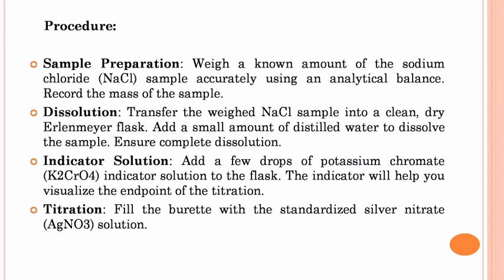Third, indicator solution. Add a few drops of potassium chromate, K2CrO4, indicator solution to the flask. The indicator will help you visualize the endpoint of the titration. Fourth, titration. Fill the burette with the standardized silver nitrate, AgNO3, solution.